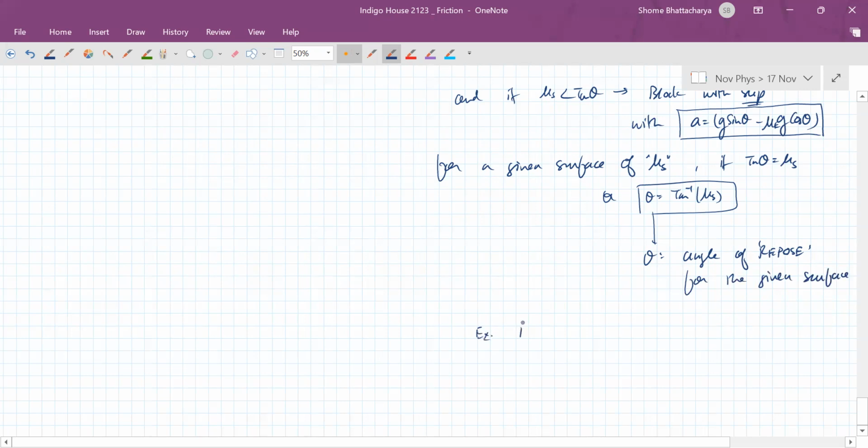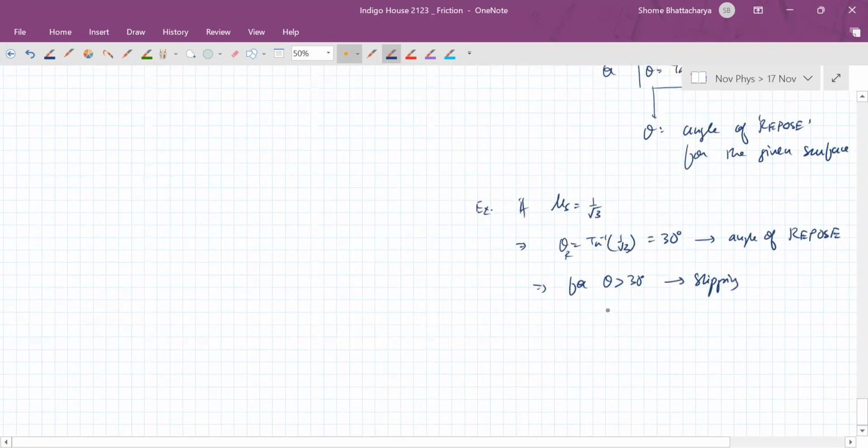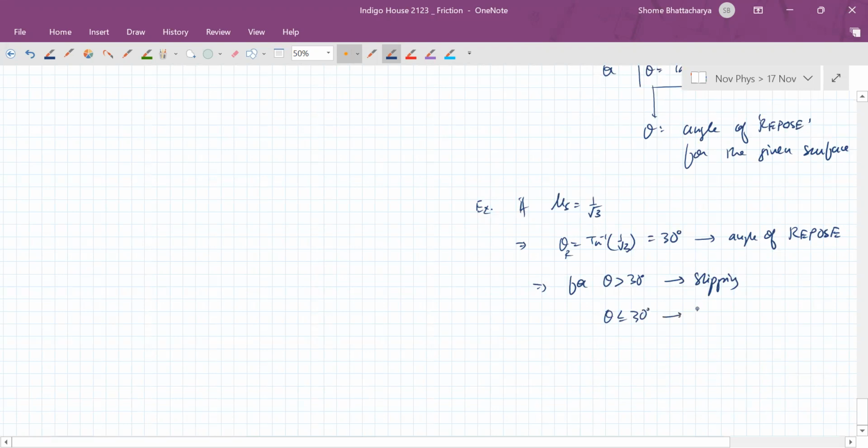For example, if coefficient of static friction is, let's say, 1 by root 3, then theta is equal to tan inverse of that, which is 30 degrees. So 30 degrees is the angle of repose, which means that for theta greater than 30 degrees, there will be slipping, and for theta less than or equal to 30 degrees, there will be no slipping. So that is the significance of the angle of repose.